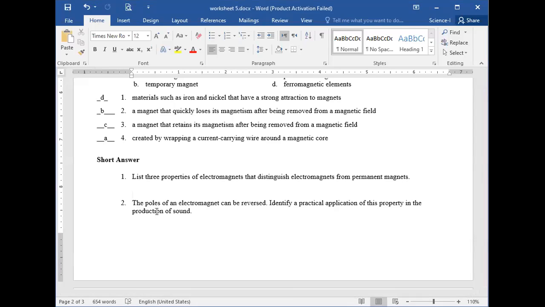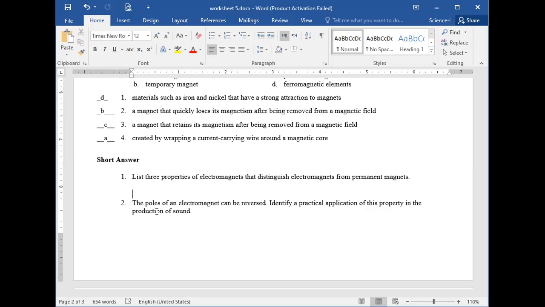They remain magnets after being removed from another magnetic field. That's the permanent magnet. We ask about the electromagnet. What is special about the electromagnet? What makes the electromagnet better than the permanent magnet? Yes, Yusuf?